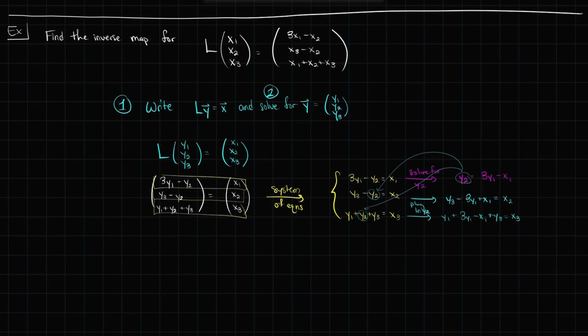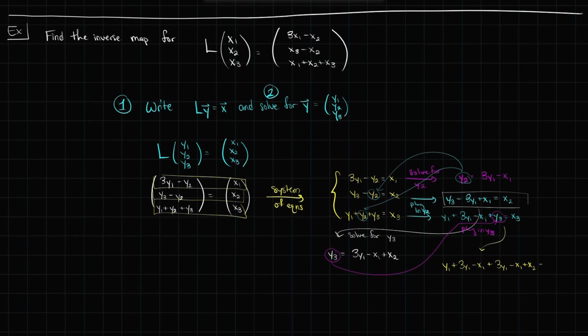I can play the same game as before and go ahead and solve my second equation for y3. And if I solve the second equation for y3, I end up with y3 is equal to 3y1 minus x1 plus x2. And now that I've solved for y3, I can use it and plug it in for y3 in my third equation. The third equation will then become y1 plus 3y1 minus x1, and now y3 is 3y1 minus x1 plus x2, and this is all equal to x3.